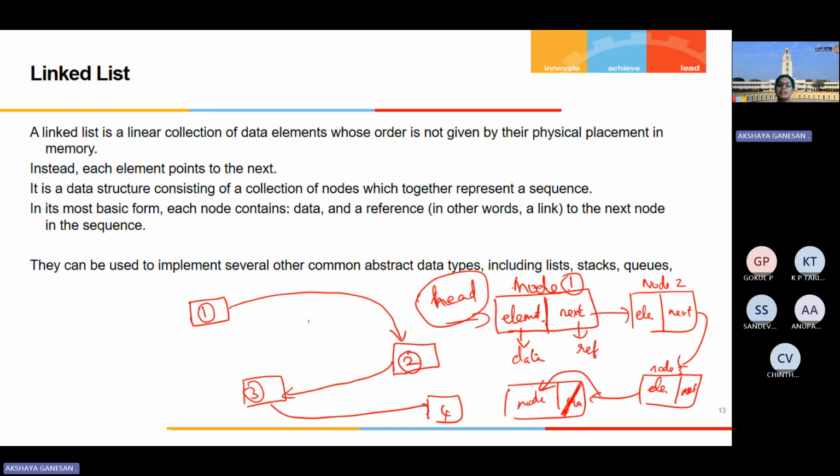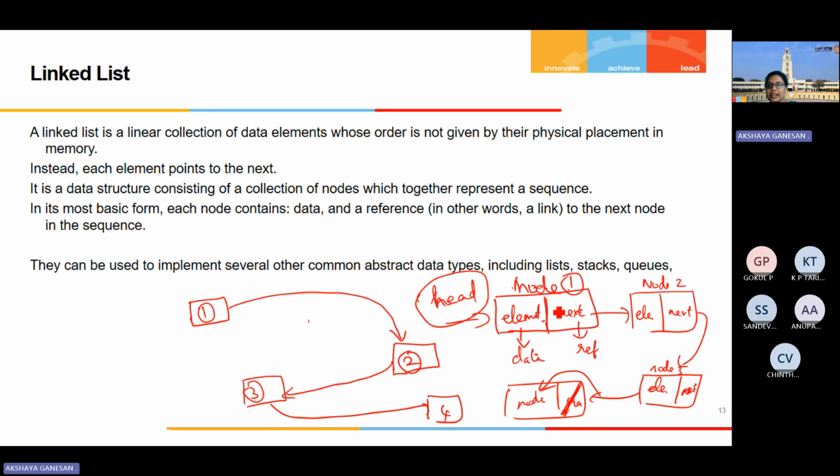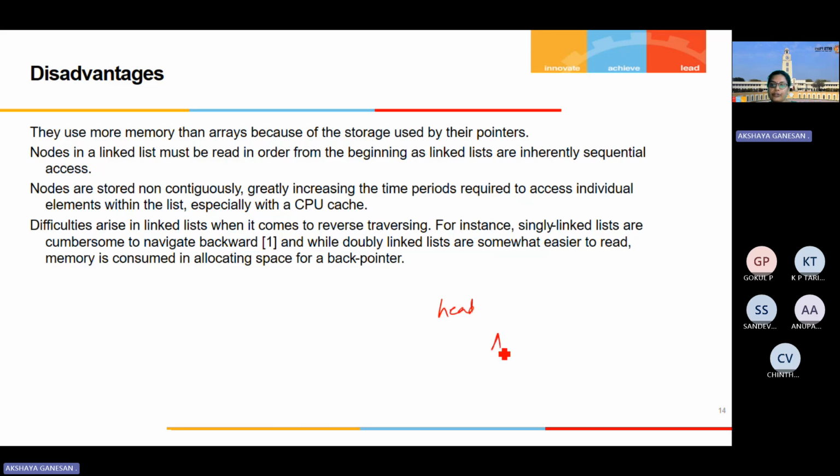So now what is the advantage of a linked list? You can implement many data structures, queues, arrays, etc. They use more memory than arrays. That is the problem with linked lists, because they use pointers. They have to be read from the beginning, that is, from the head. If you want to go to the fourth node, you have to go from the head to next, and then reach it. Whereas in an array, you can just use A of 4 and read it. So that is a disadvantage.